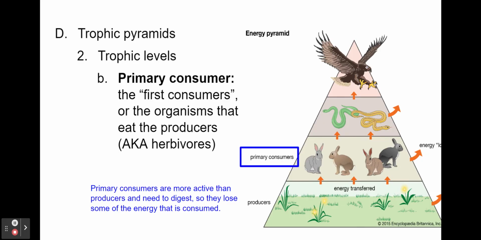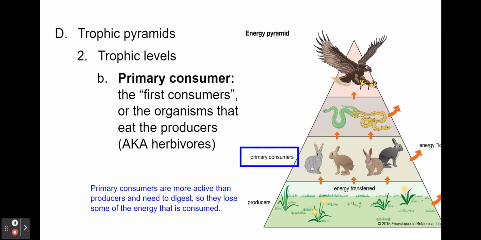Moving up a level, detail little b, primary consumers. These are the first consumers, or the organisms that eat the producers. These are also known as herbivores. So now we're getting some terms that are analogous to each other. Primary consumers and herbivores mean the same thing.